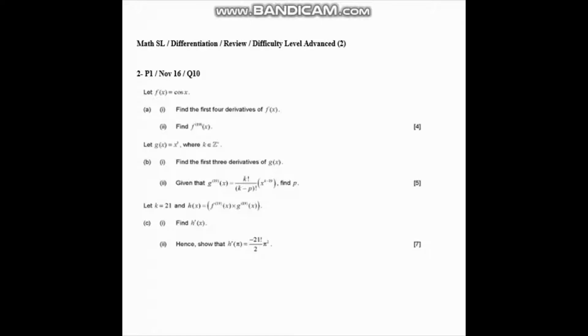In question B, you are told that g of x equals x to the power of k, where k belongs to Z positive, the set of positive integers. You are required in part I to find the first three derivatives of g of x.